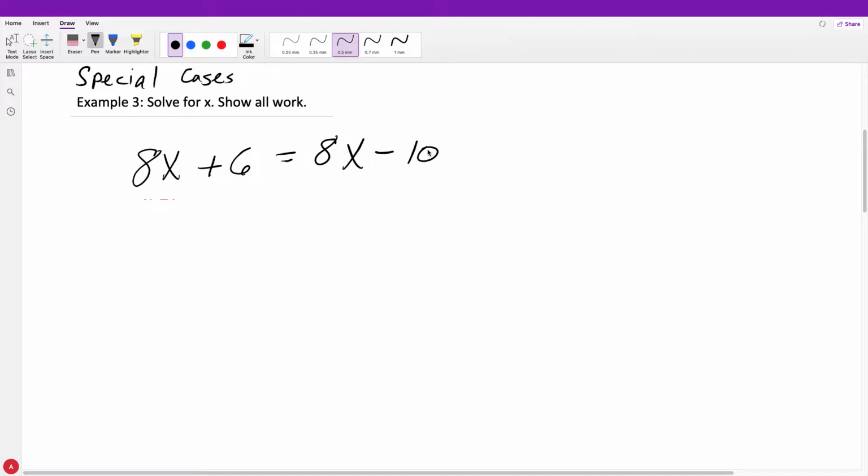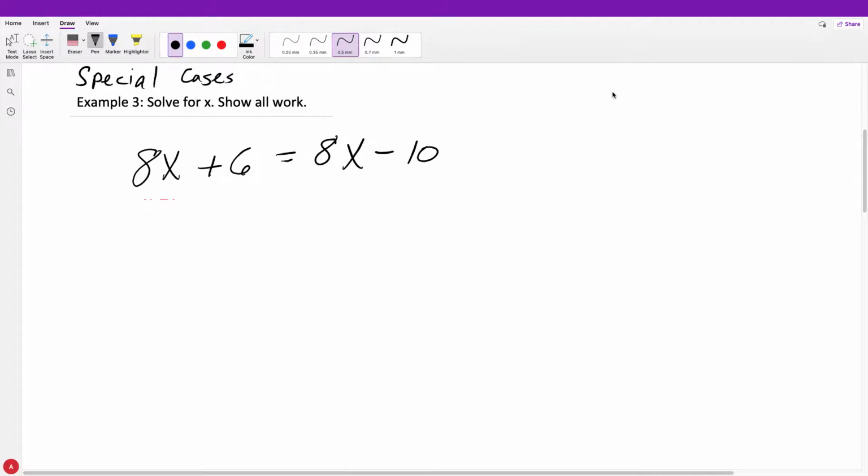All right, so example 3, this special case, we're solving for x. And it says 8x plus 6 is equal to 8x minus 10. Something should hopefully jump out at you already with the way that this equation's written and make you think, whoa, this doesn't make sense. How is this going to be possible? But let's go ahead and talk about this.